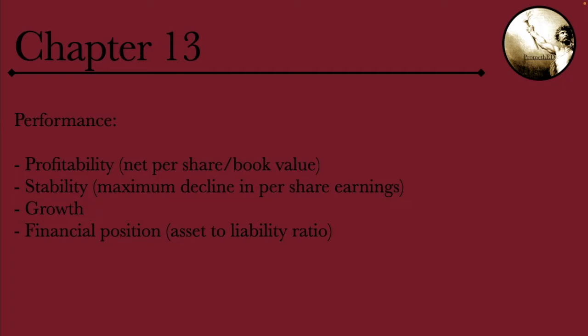The fourth element that was evaluated in the performance analysis is the financial position, and here the ratio was asset to liability. A good financial position translates to an asset to liability ratio of at least 2. Therefore, current assets need to be at least double current liabilities in order for the company to have a sound financial position.